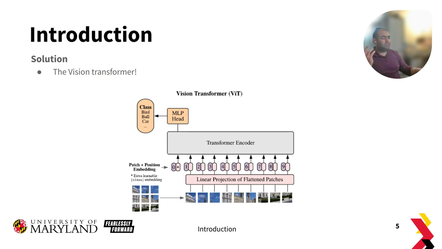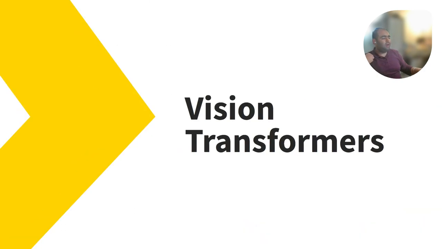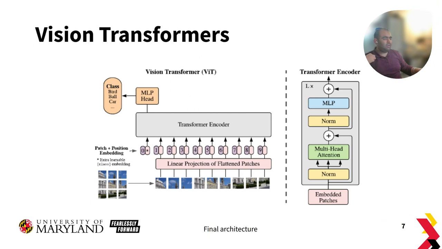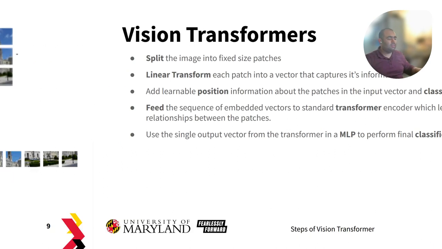So here's the solution. Here's the vision transformer that the authors have proposed. So how does a vision transformer work? Let's discuss that. The vision transformer splits the image into fixed size patches. Each of these patches is linearly transformed into a flattened vector, and then position information and a class token are added to this vector to form an embedded vector. This embedded vector is then passed through a transformer encoder, which learns the relationship between the various patches and produces an output. This output is then passed through a multi-layer perceptron to perform the final classification.